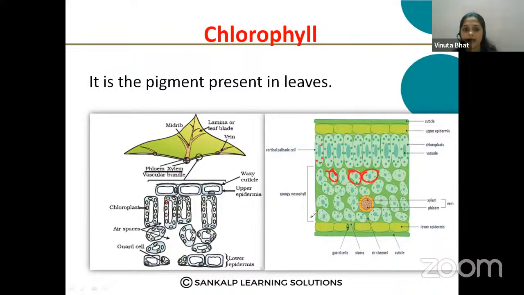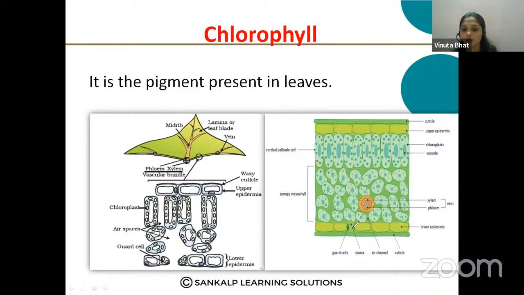So these are called spongy mesophyll cells. And you can observe the green dots like here. Those green dots are called chloroplasts. What is inside the chloroplast? Chlorophyll is there. So that is about the chlorophyll.